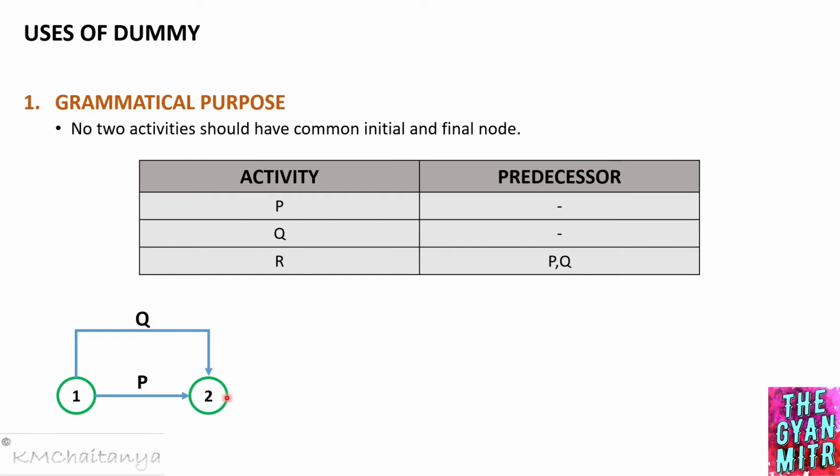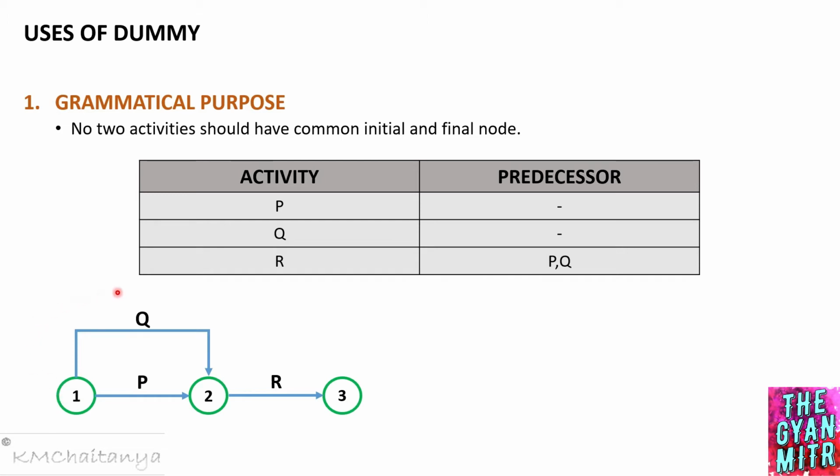Now you can see at event number 2, activity P and activity Q are both completed. From this we can have activity R and this closing final node, which would be numbered as event number 3. Now, is this network diagram correct?